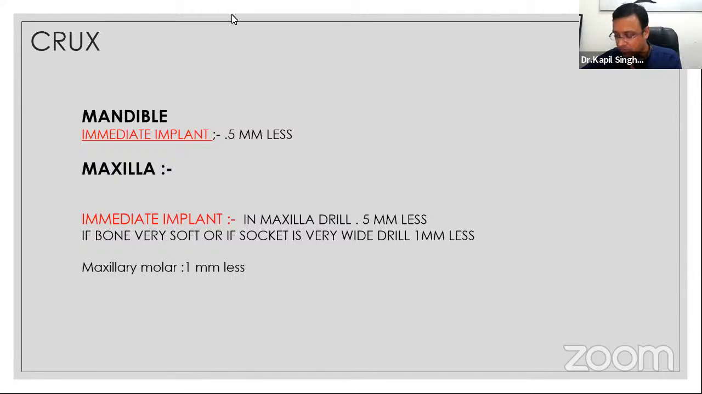We talk about how to preserve the buccal plate. I told you in my initial slides, the facial or the buccal plate is very thin. The plate thickness, I told you one of the studies also says, is less than 1 mm in 70% of cases, and in very few cases it is around 1.25 mm. But on the other hand, the palatal plate is very thick, 4 mm, 5 mm.